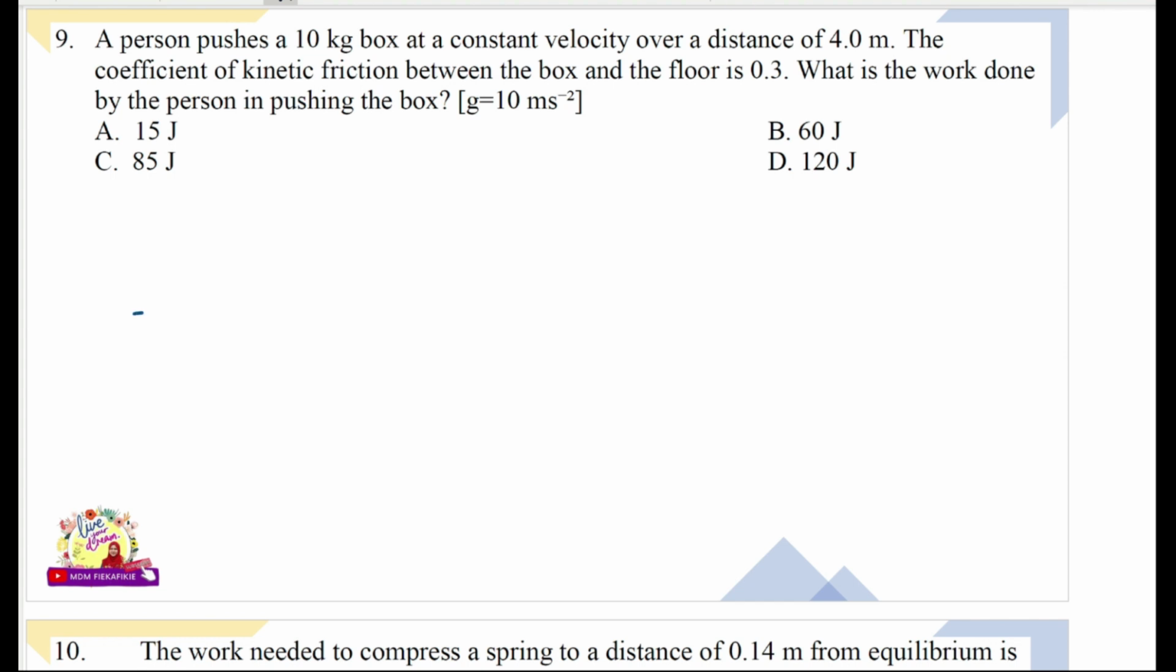Okay. So, let's say ini adalah, okay, this is the floor and this is the box. And the box is moving in this direction. Okay. S kan, bagi S. Contohnya kan. So, dia gerak ke sini.